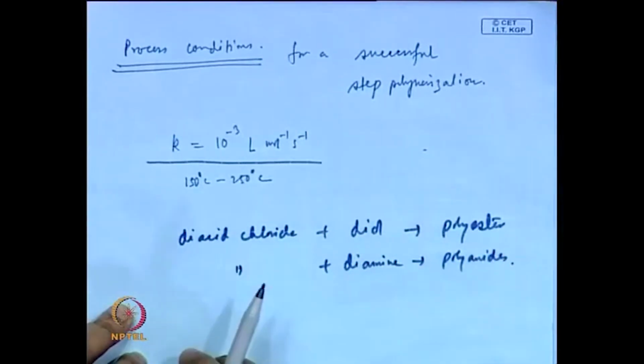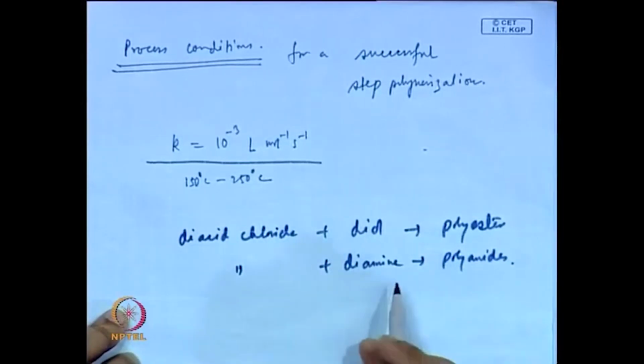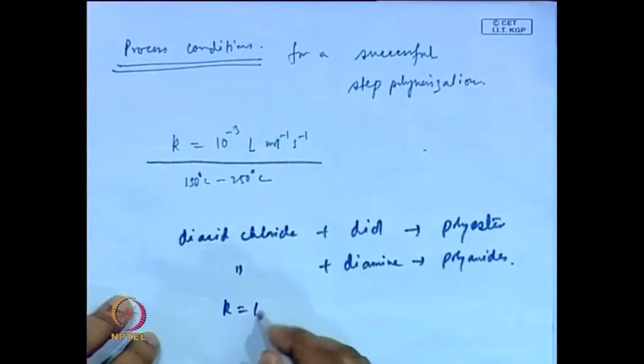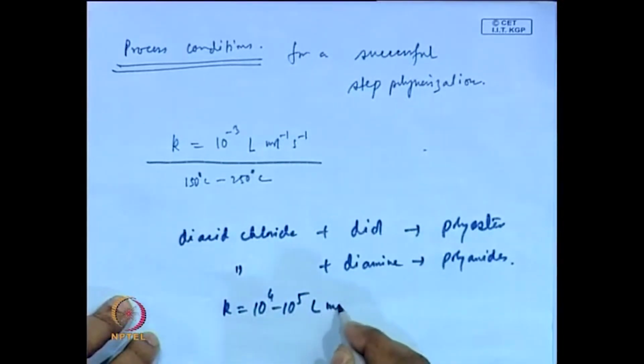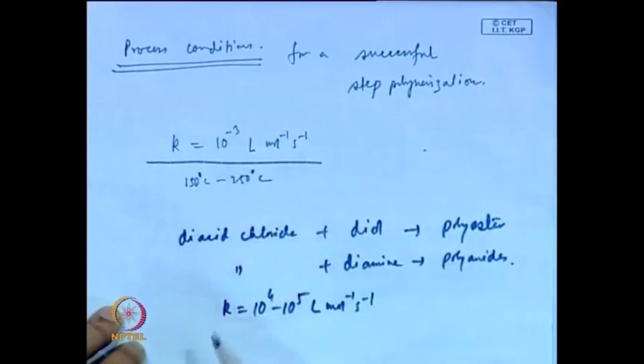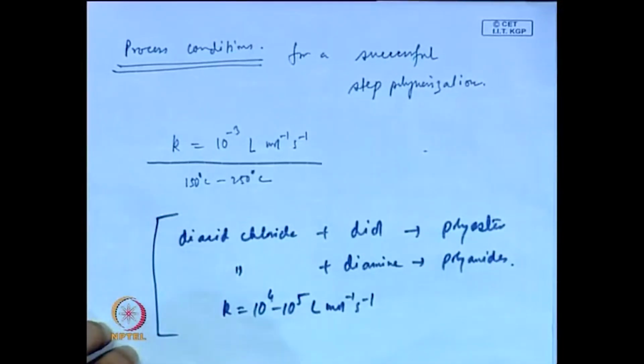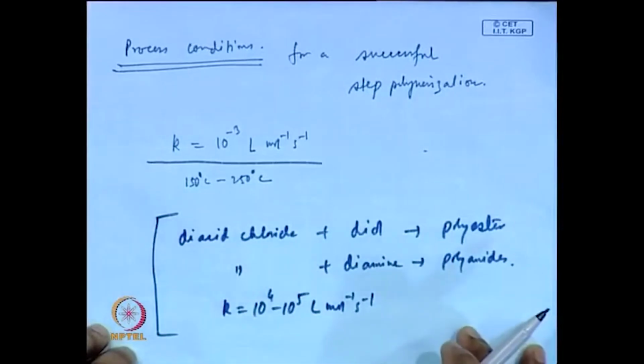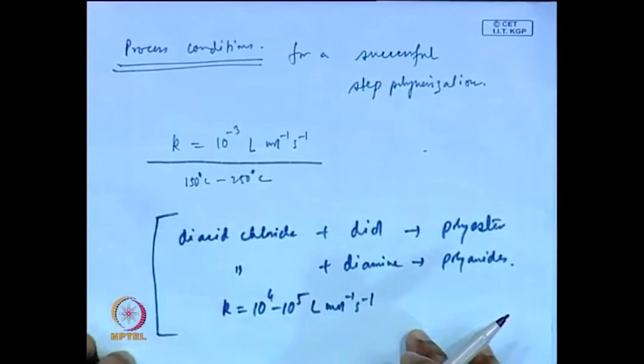Now, these diacid chloride reactions with diols or diamines are very fast, and K is of the order of 10 to the power 4 to 10 to the power 5 liter per mole per second, which means they are much faster compared to the normal step polymerization reactions. The fastness of these reactions has been used in making polymers by interfacial polymerization. And I will come to an example of interfacial polymerization.